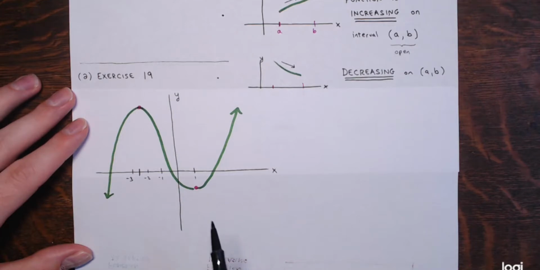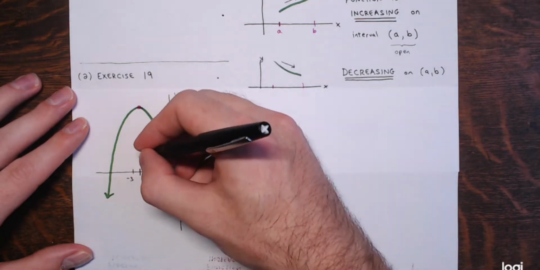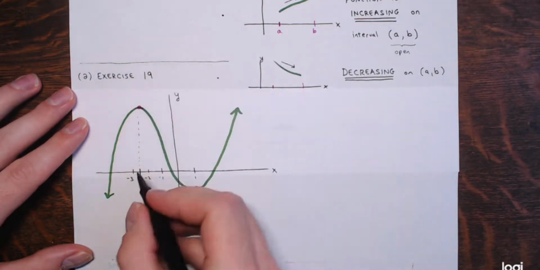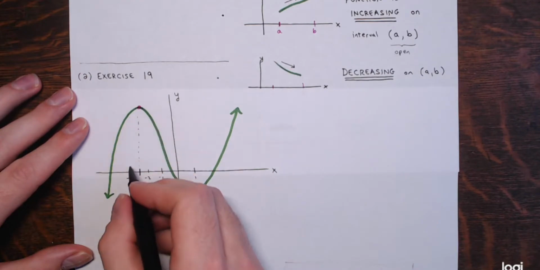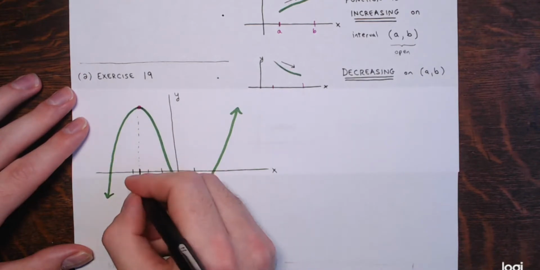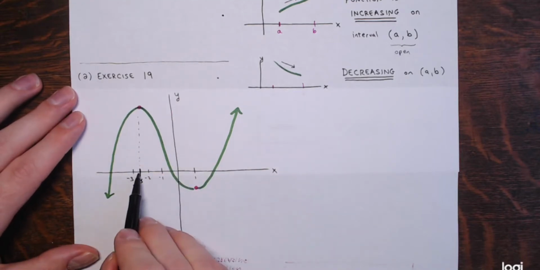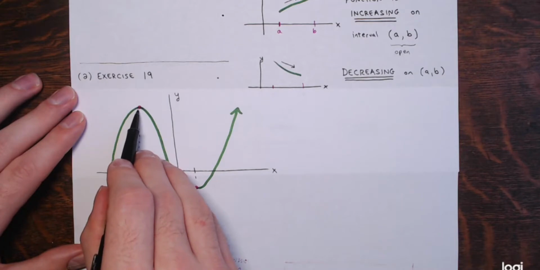Now that point that was at the top of this hill looked like it was at about -2.5. It wasn't actually at -2 or -3. It looked like it was in between them. And they did ask us to estimate, so I'll say -2.5 or -5 halves is the x-coordinate of that point at the top of this hill.